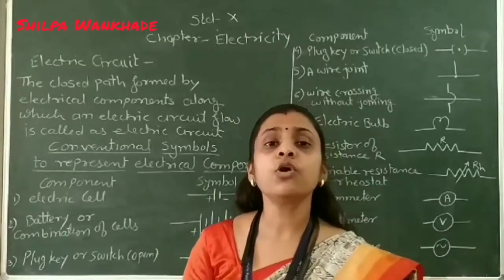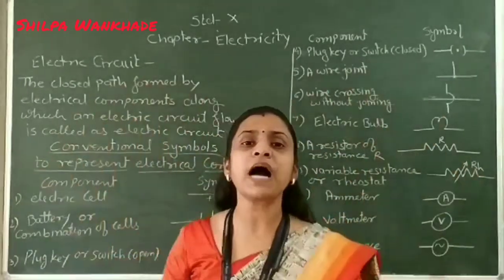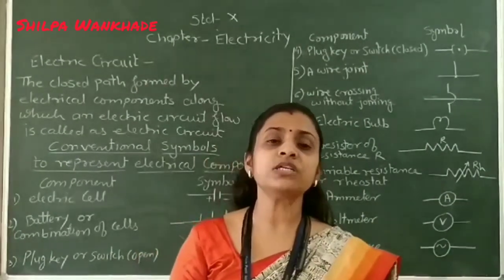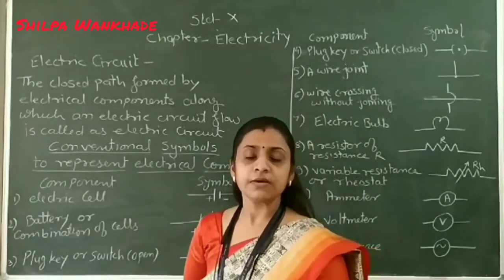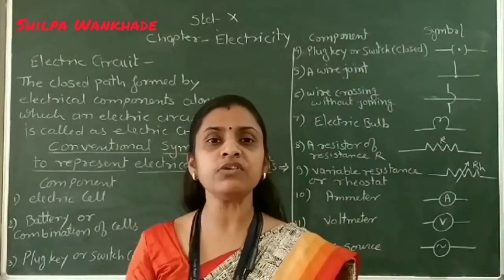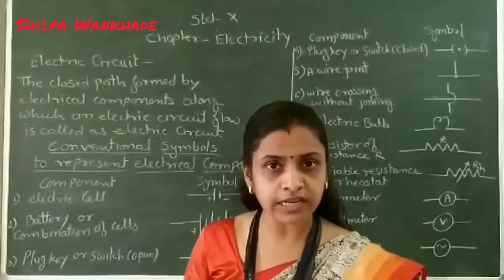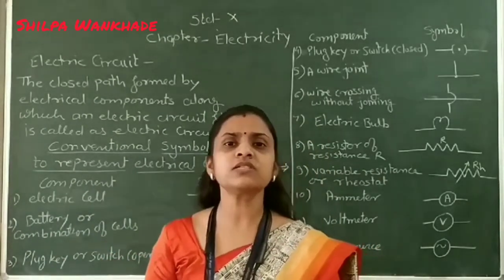So first of all, what do we mean by electric circuit? An electric circuit is nothing but a closed path formed by different electrical components along which the electric current flows. So that is called the electric circuit. In an electric circuit there are different electrical components which are connected with each other, so that the electric current flows through those components and we get the required result.